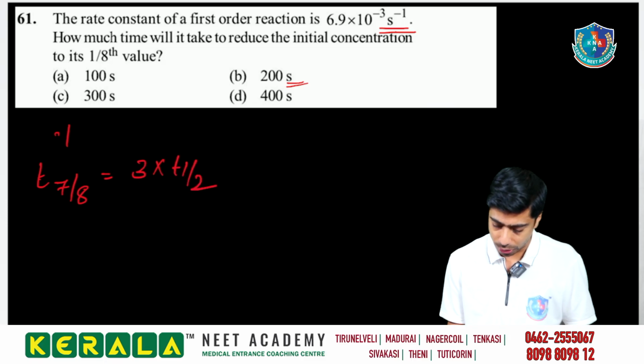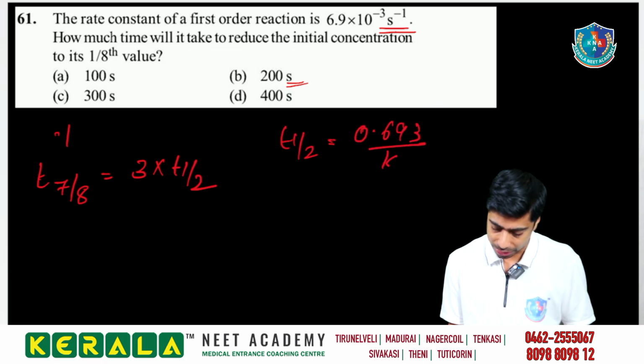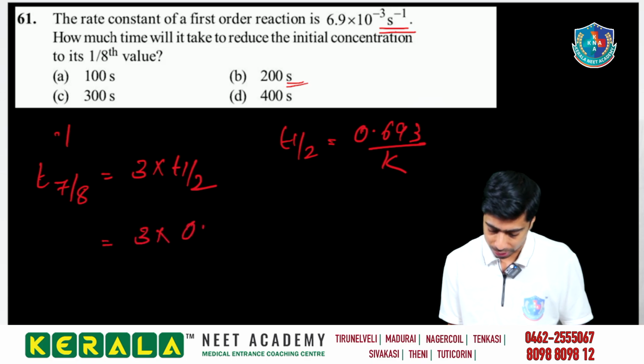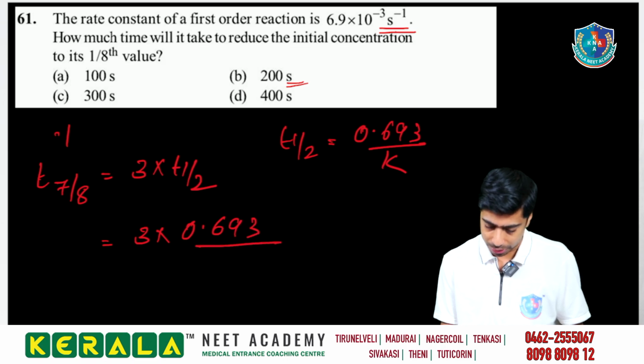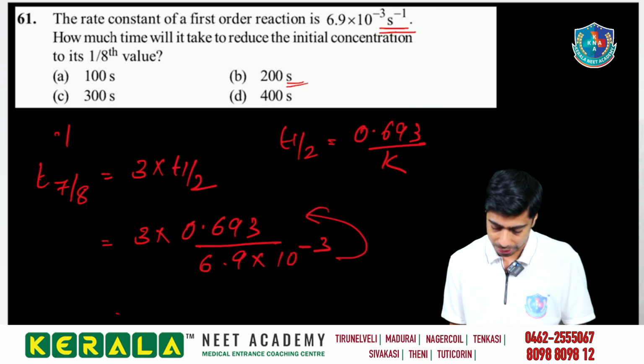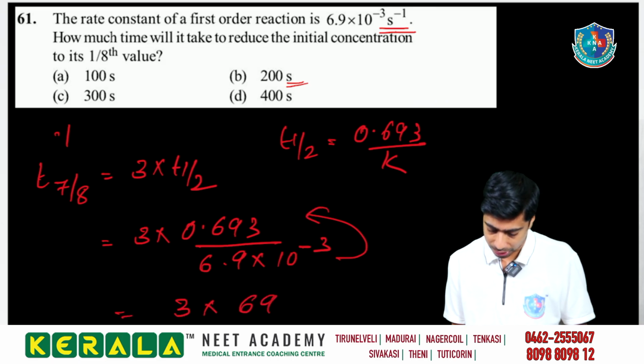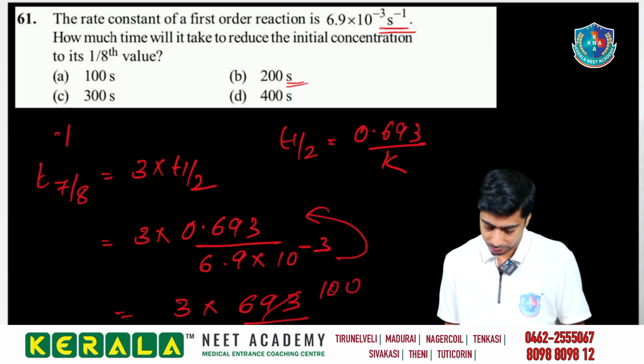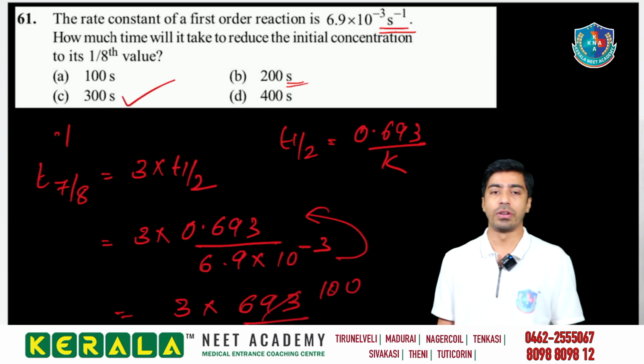Now T half is equal to 0.693 divided by K. So that's equal to 3 into 0.693 divided by K, where K is given as 6.9 into 10 to the power minus 3. On solving this, you'll be getting 3 into 693 divided by 6.93. So that will be like 100, isn't it? So 3 into 100. So the answer is 300 seconds.